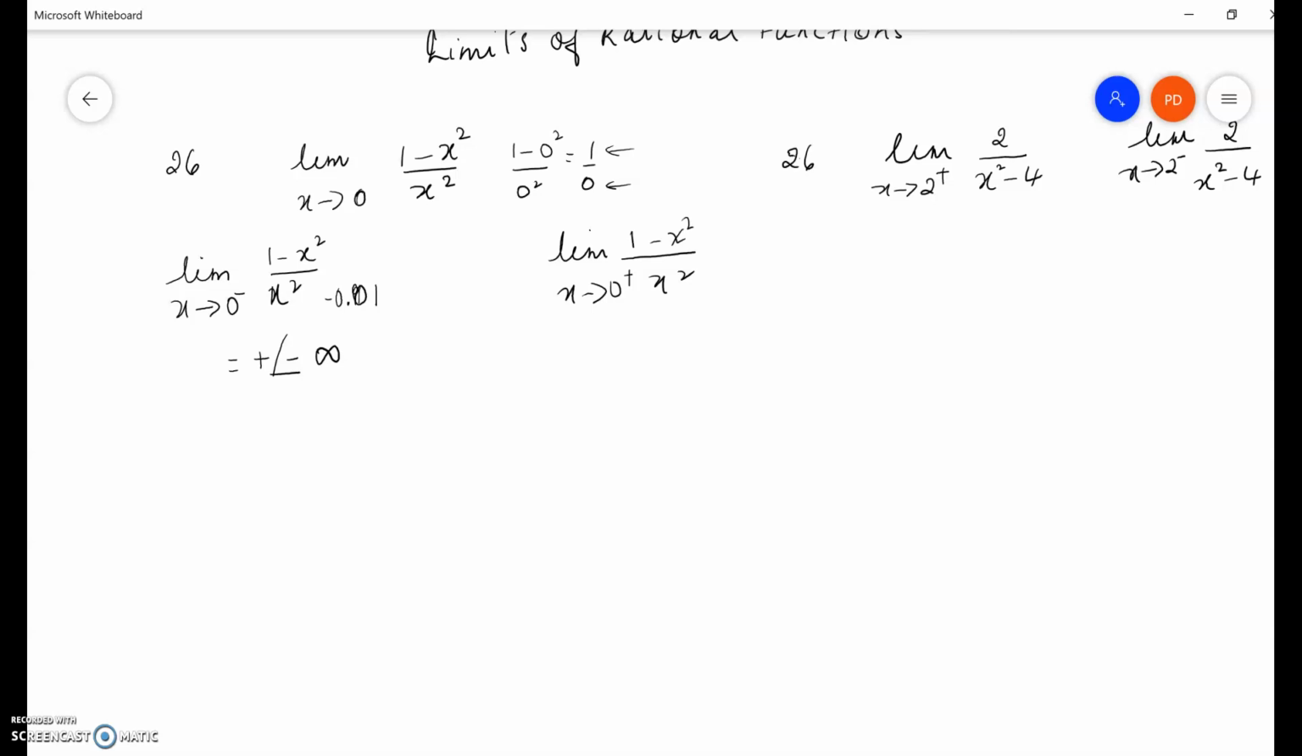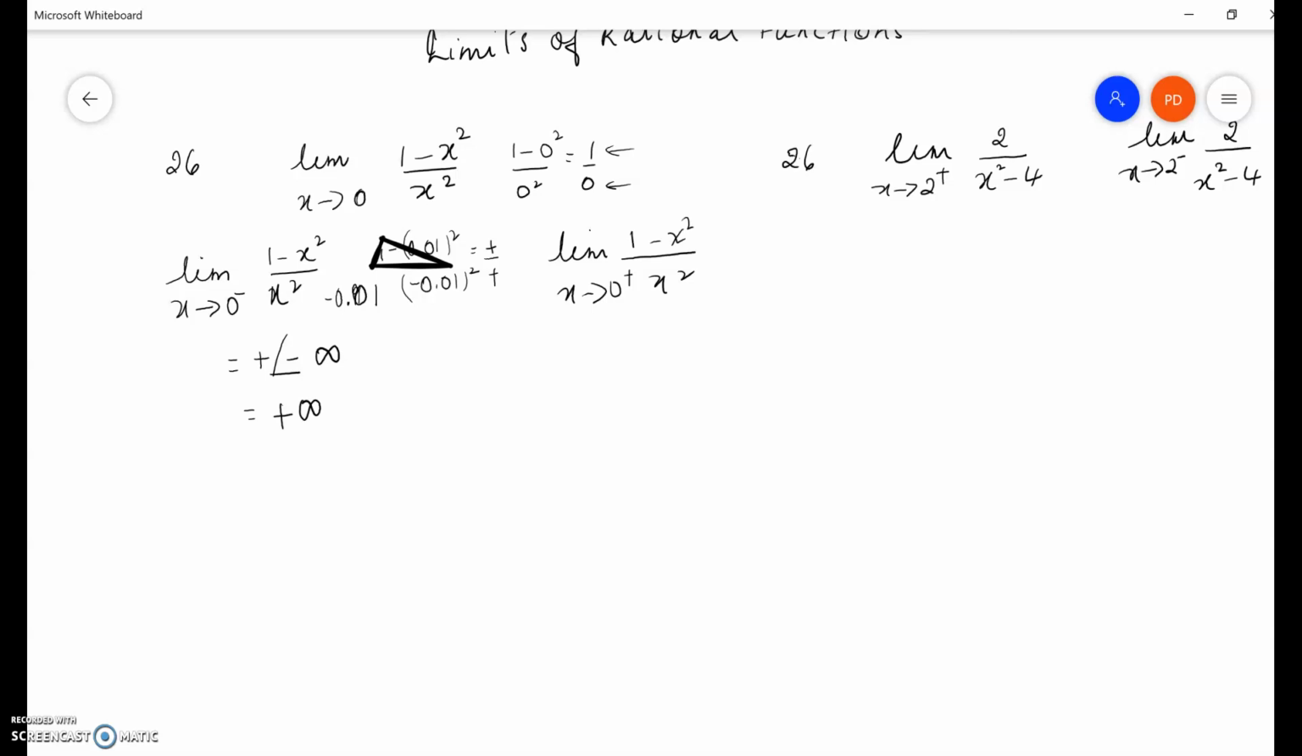So negative 0.01, and plug it in. So we have 1 minus negative 0.01 the whole squared, divided by negative 0.01 the whole squared. So in the numerator we have a positive, in the denominator we have a positive. So we know it's going to be a positive infinity. Remember that we plugged in the number only to determine the sign of the infinity.